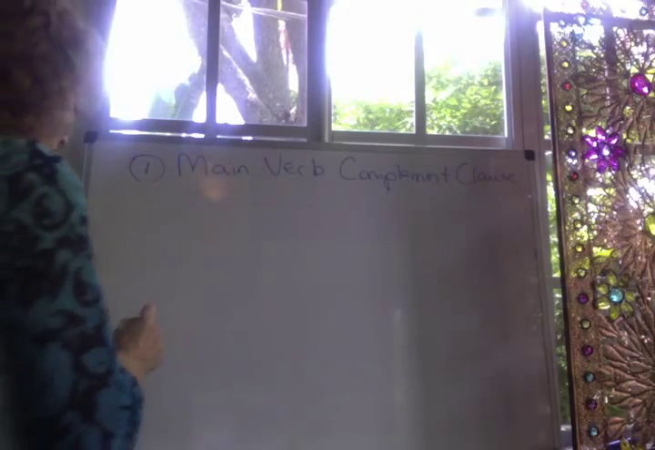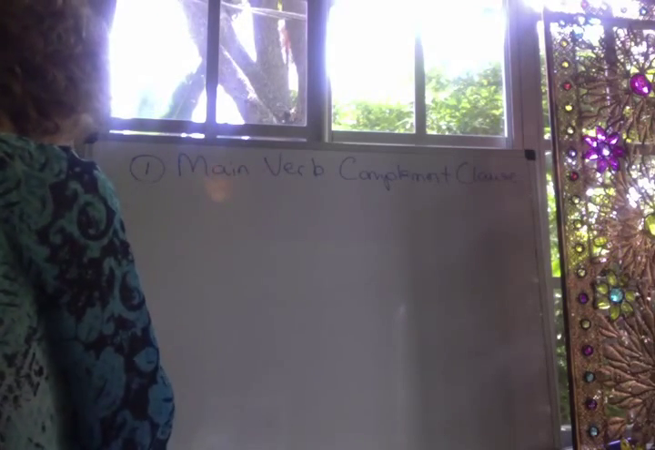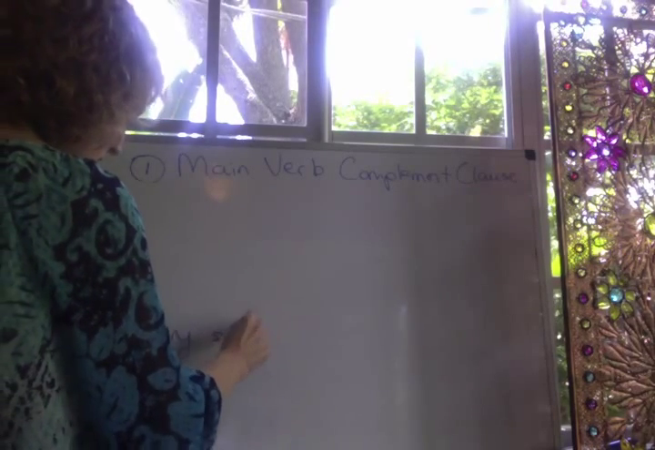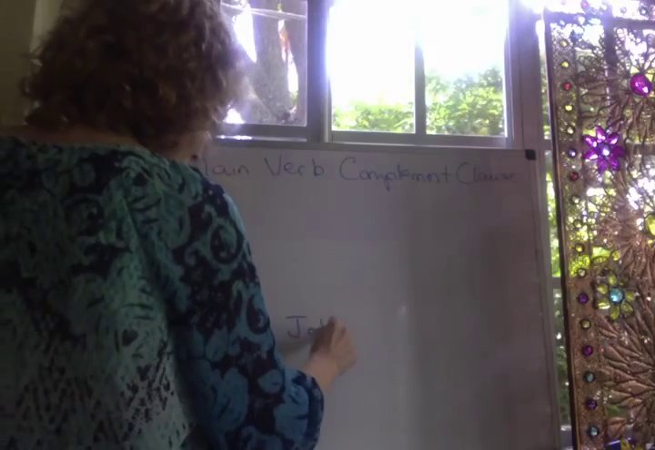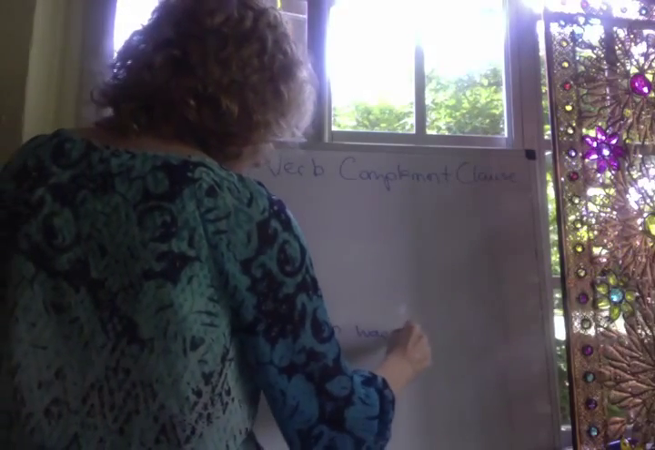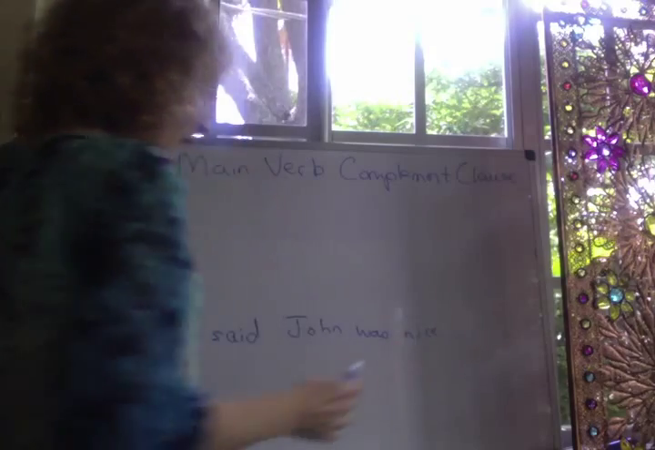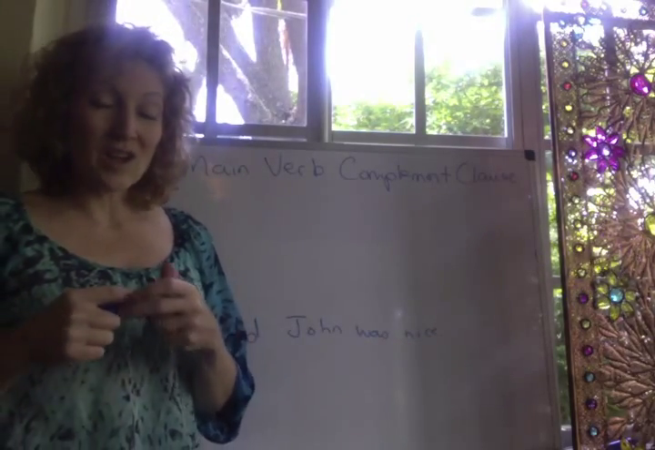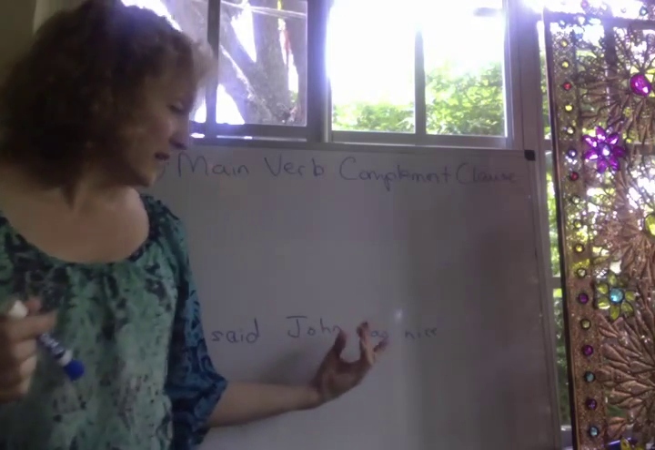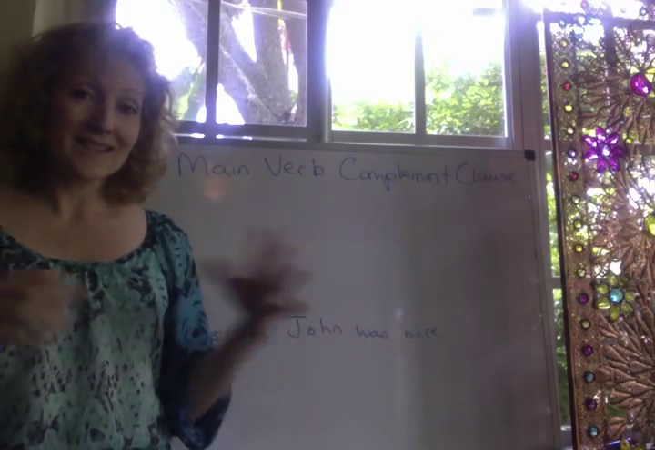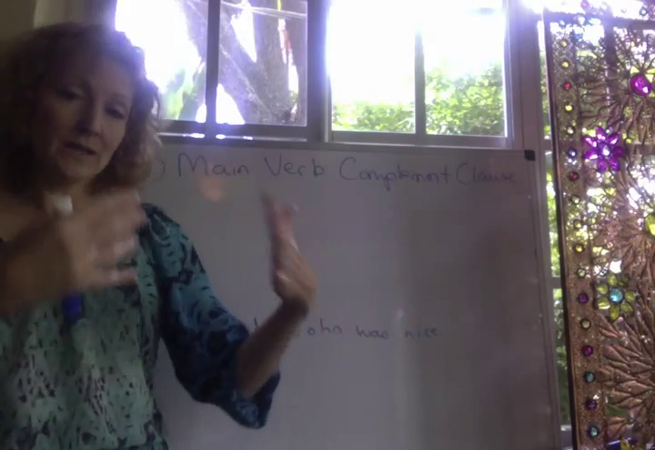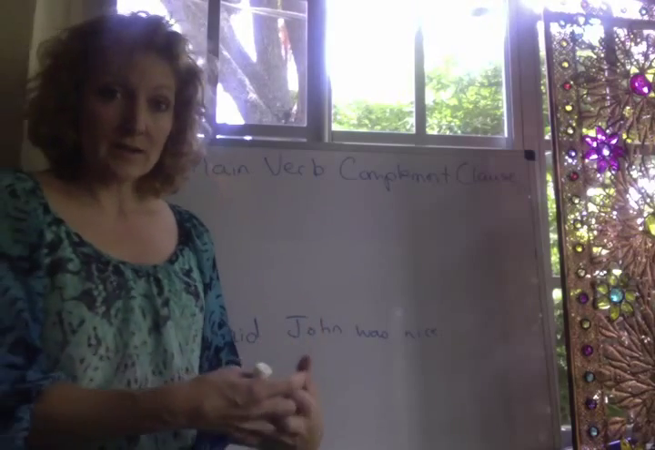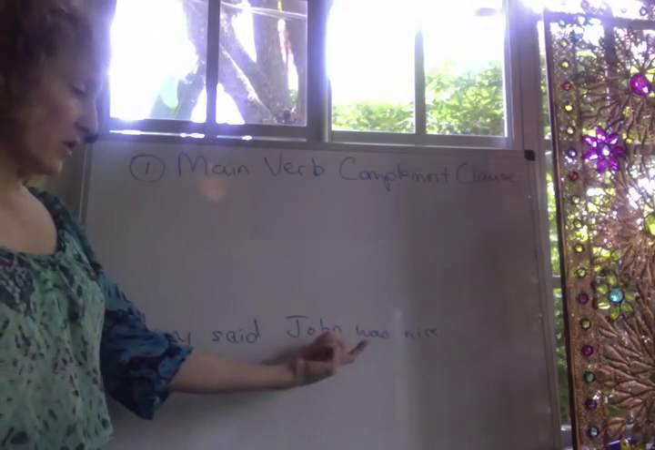So let's see what the structure is going to be. If you have Mary said John was nice. Okay, so this is going to be the most simple, the most basic type of embedded clause. Why? Because you can easily identify that John was nice is the complete embedded clause. And in a few minutes, we're going to talk about examples where we have material other than just the embedded clause. But here we have just the embedded clause, John was nice.